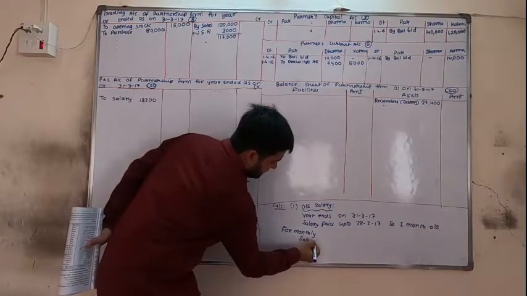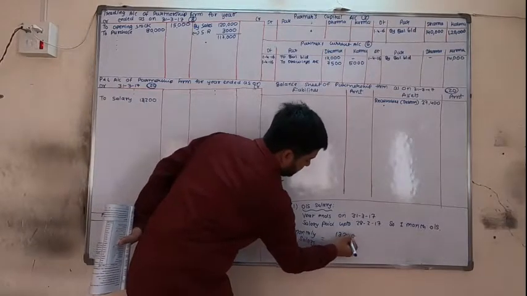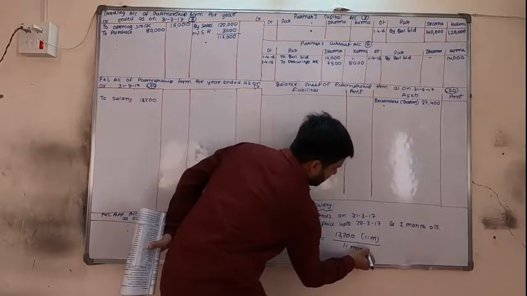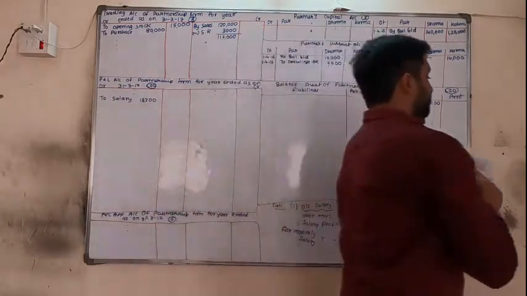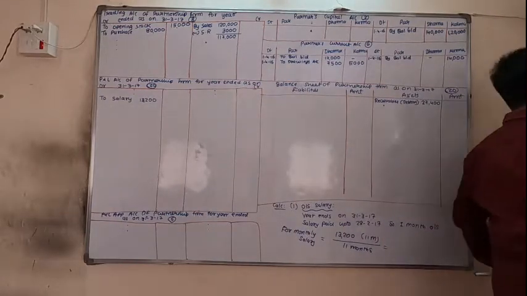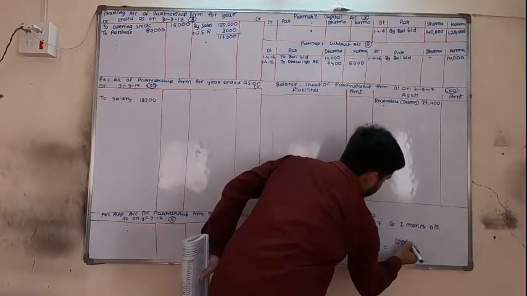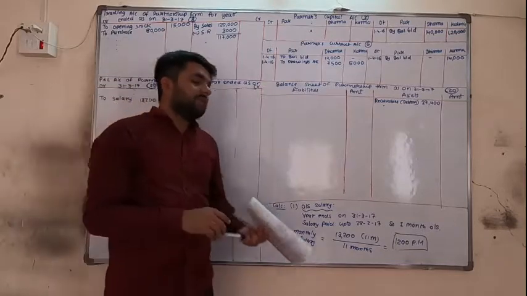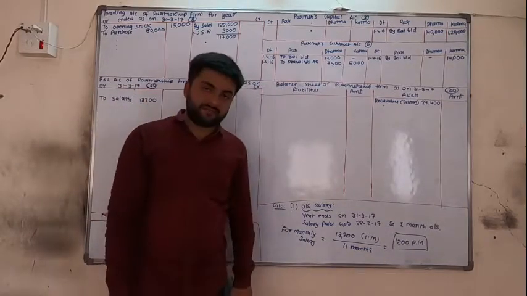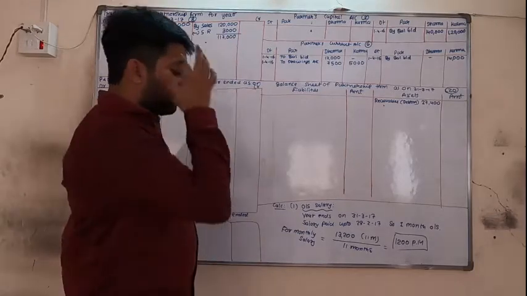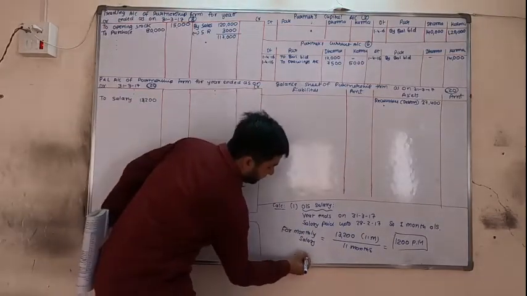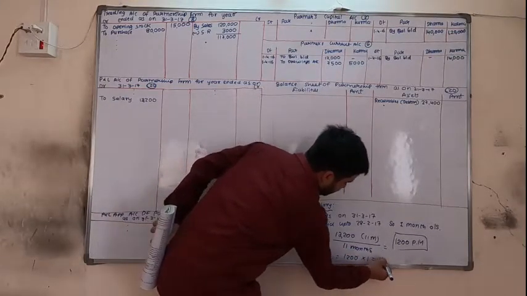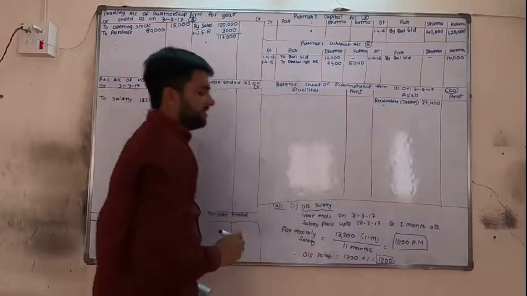For monthly salary, 13,200 is of 11 months, divided by 11 months, which comes to 1200 per month. And the outstanding is also of 1 month, so outstanding salary is 1200 itself. But if 2 months, then 1200 into 2. But here 1 month is outstanding. Therefore, outstanding salary is equals to 1200 into 1 is equals to 1200. Why into 1? 1 month.